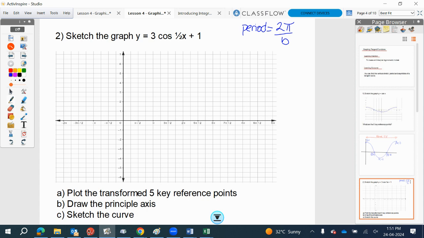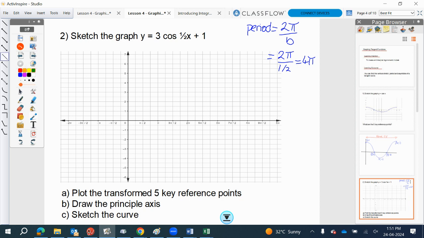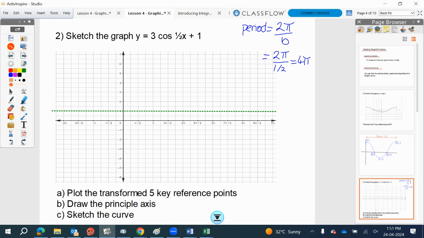All right, let's calculate the period. So the period is going to be 2 pi over a half. So this is 4 pi. This is our period. Our vertical shift is going to be plus 1. So our principal axis is here. And then our vertical stretch is 3. So what would normally be 1 above the principal axis is now going to be 3 above the principal axis.